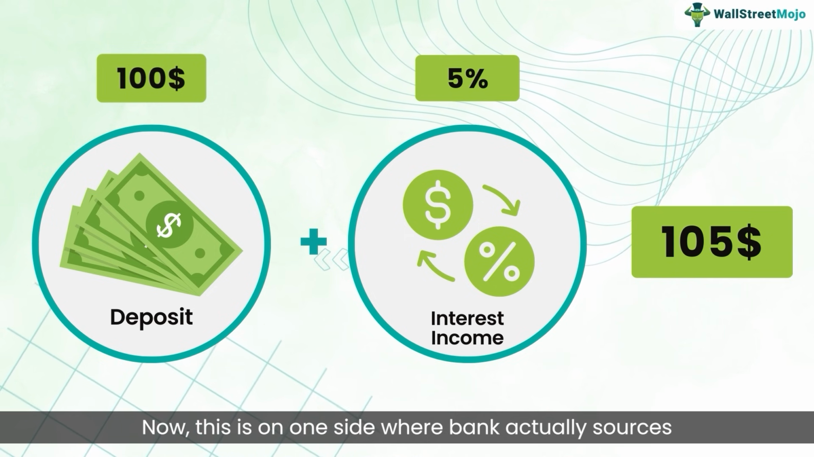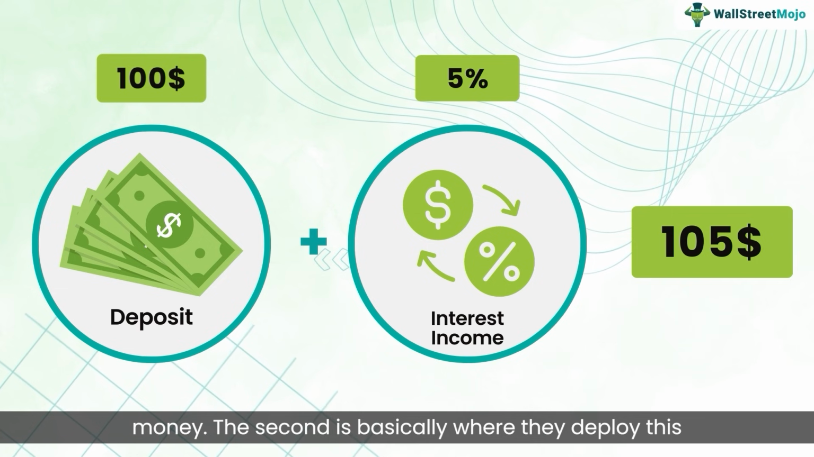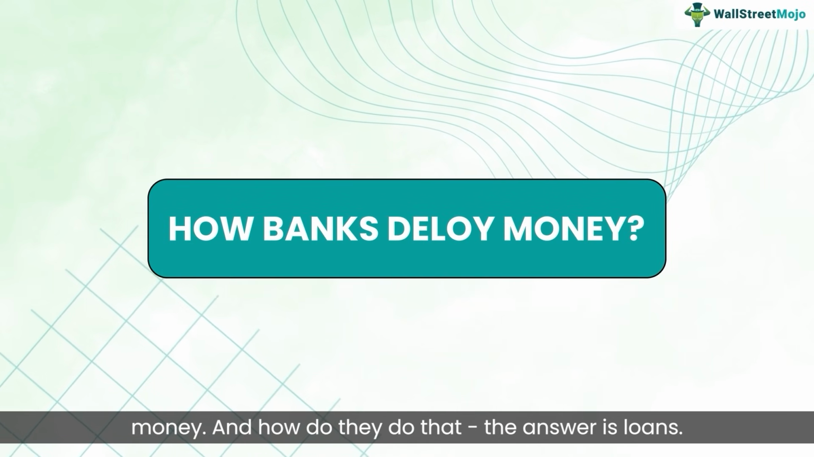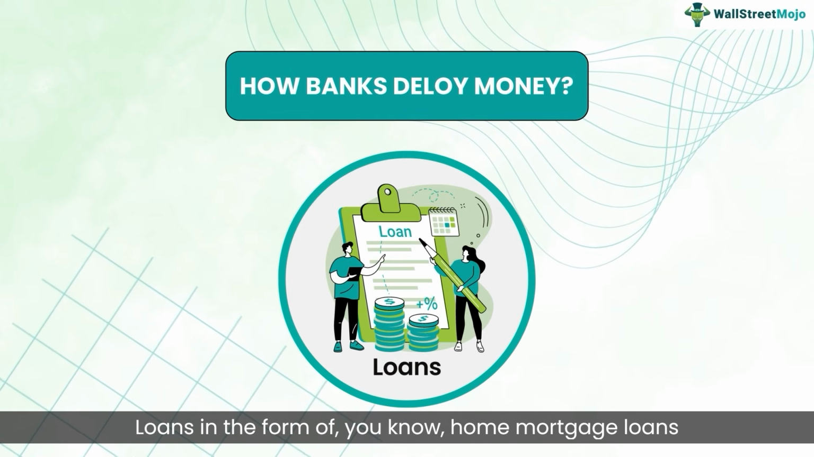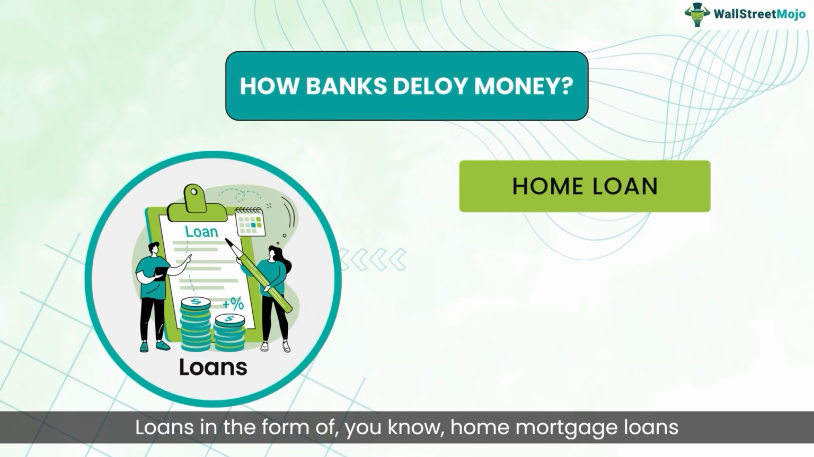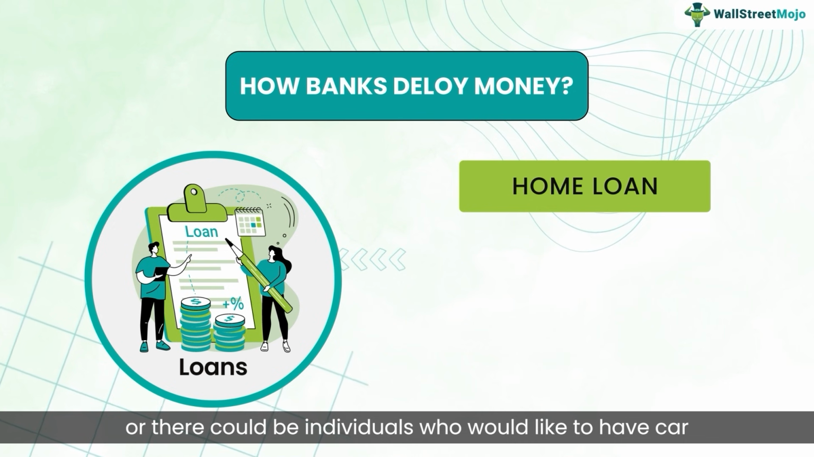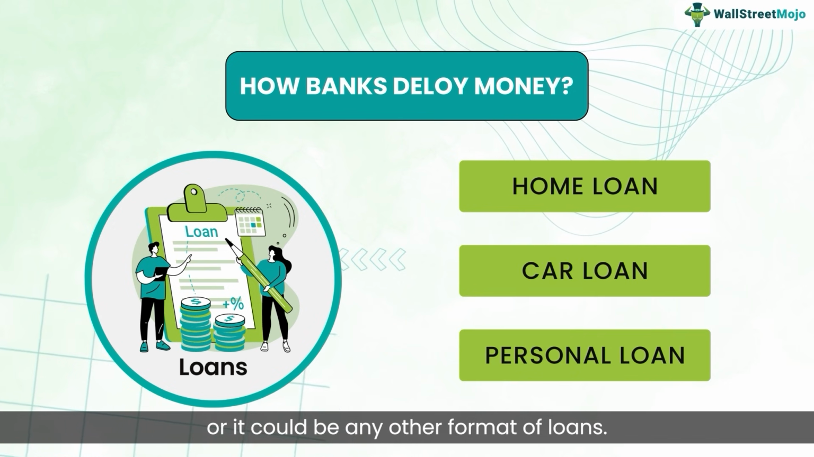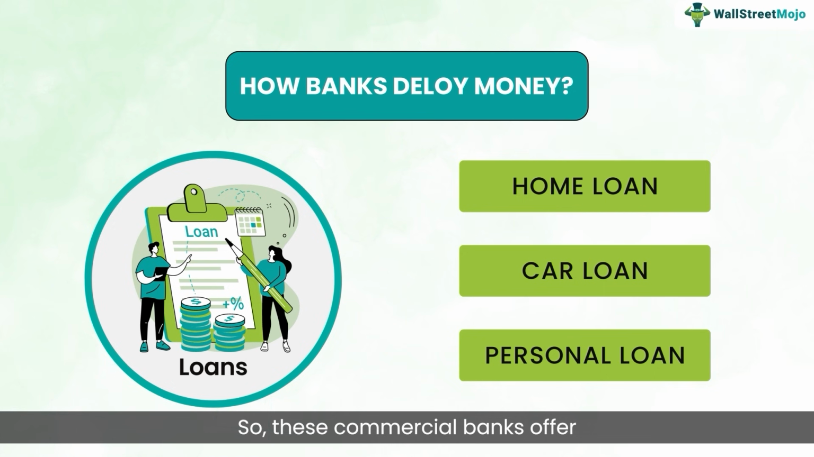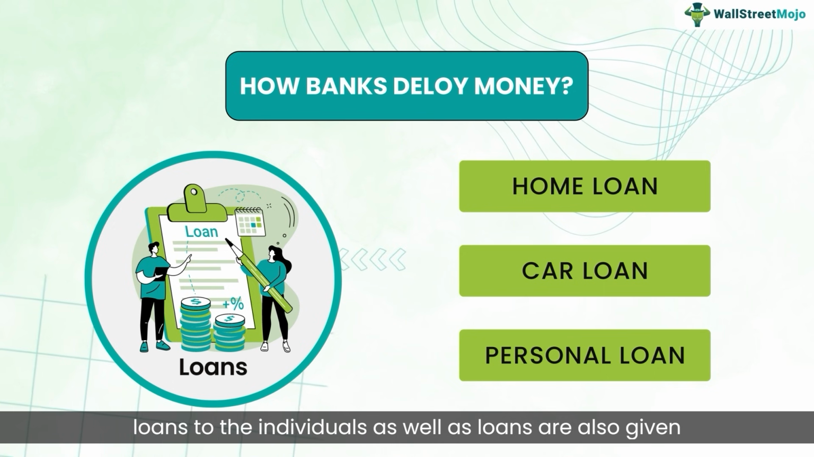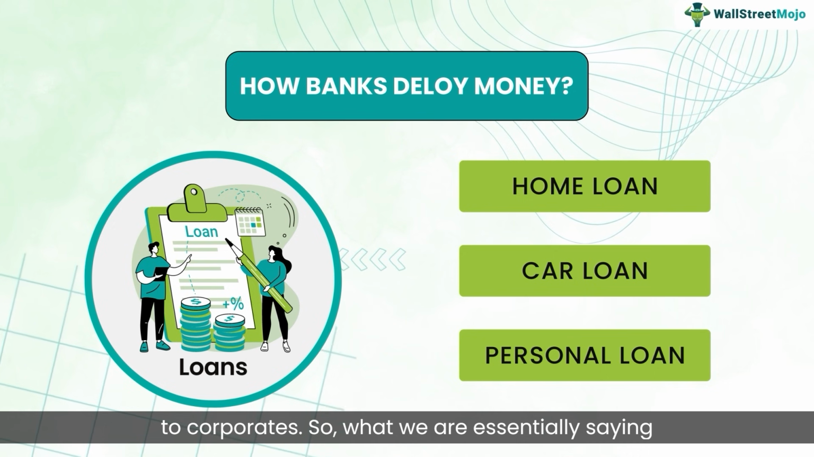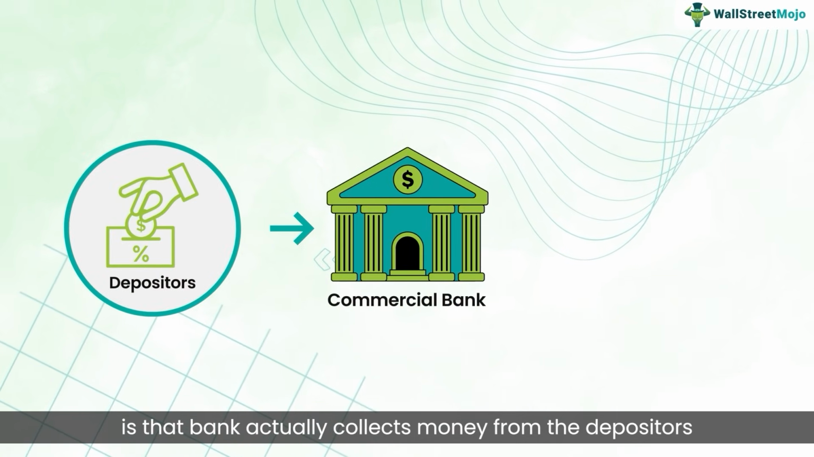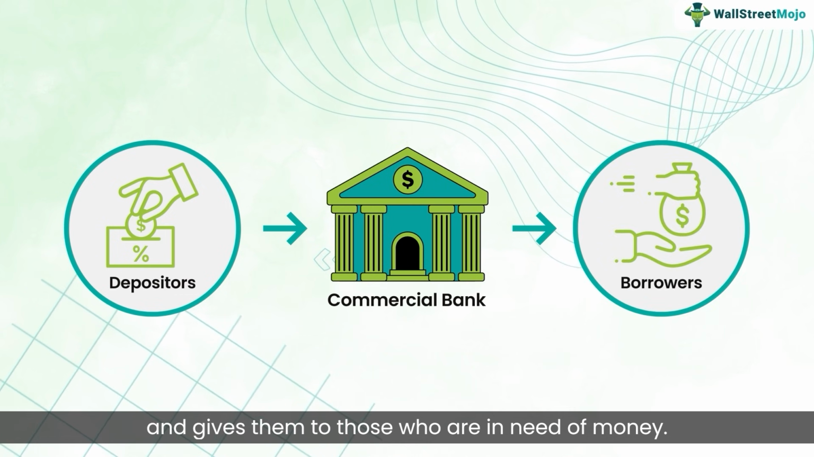Now, this is one side where the bank sources money. The second is where they deploy this money. And how do they do that? The answer is loans. Loans in the form of home mortgage loans, or there could be individuals who would like car loans or personal loans, or any other format of loan. So commercial banks offer loans to individuals as well as to corporates. What we are essentially saying is that banks collect money from depositors and give it to those who are in need of money.